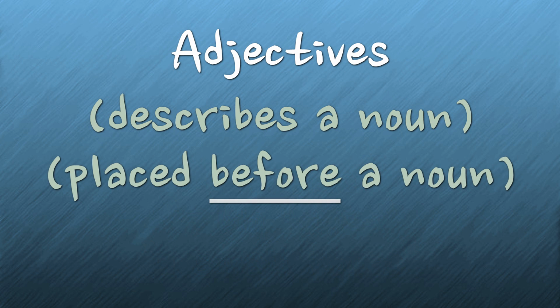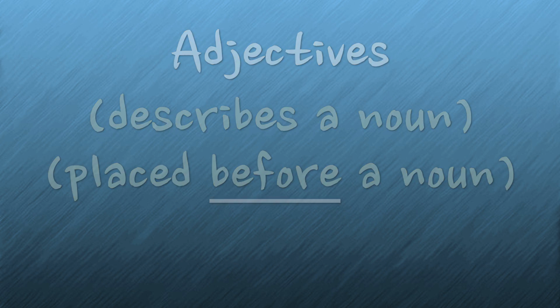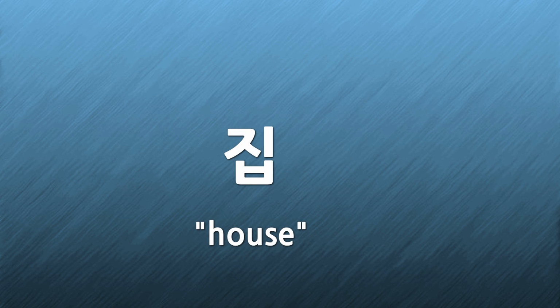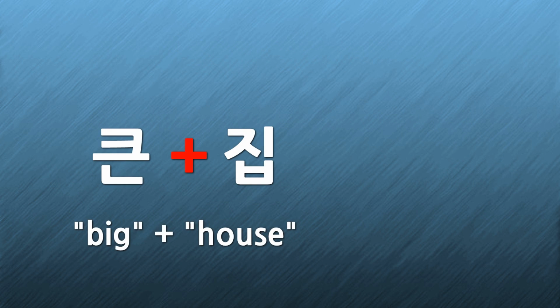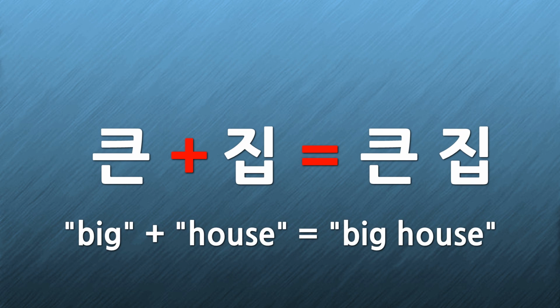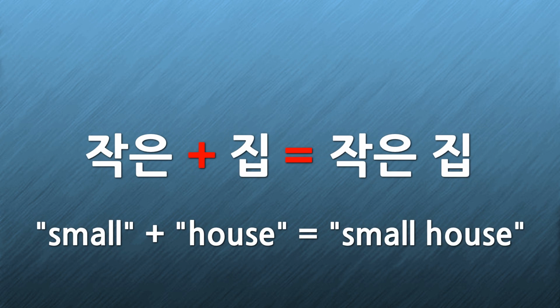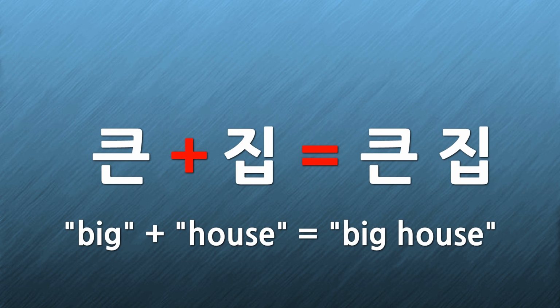In Korean, adjectives also come before the noun. Let's take a look at an example. First we have just 집 for a house, but we can add 큰 to the beginning and get a big house, 큰 집, or a small house, 작은 집. 큰 here is an adjective and 집 is a noun.